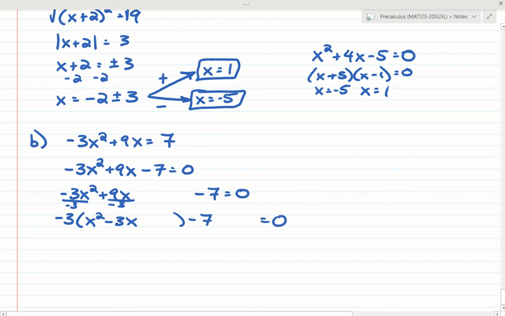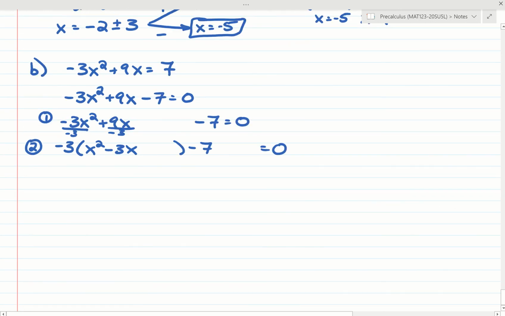Okay, so this was our first step. This was our second step, taking out the leading coefficient. Now we're ready for the next step. Now we're going to have to work with fractions. So the rule is you take half of the middle and then square it. So negative 3 over 2 squared would be 9/4. That number is going to go right here.